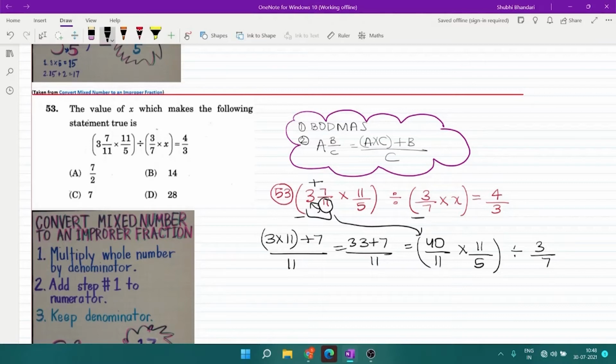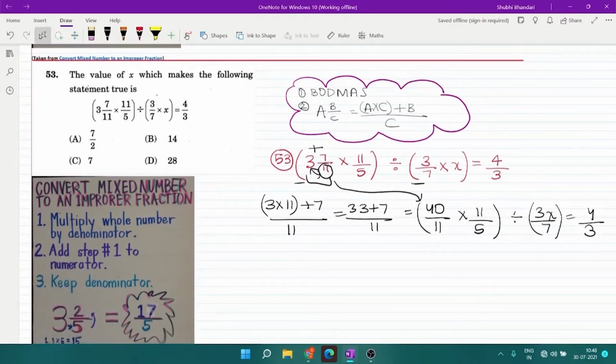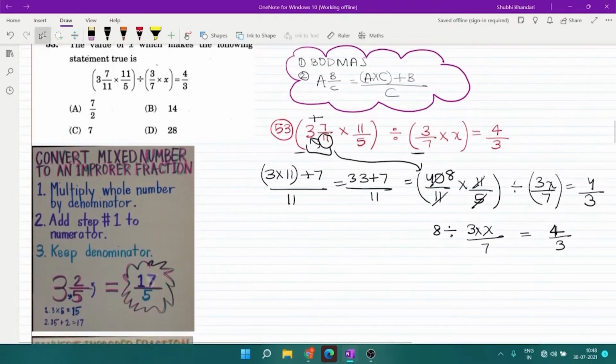So we can just write this as 3x by 7 is equal to 4 by 3. Now let us cancel 11 and 11, and 40 divided by 5 is 8. So this becomes 8 divided by 3 into x divided by 7 is equal to 4 by 3. Now if we want to solve an equation, we can bring terms to the other side.